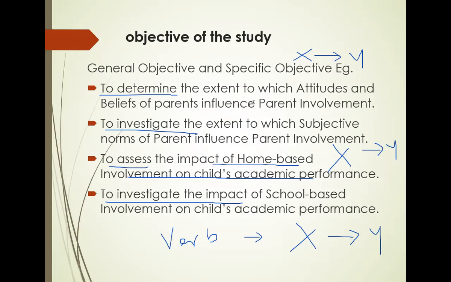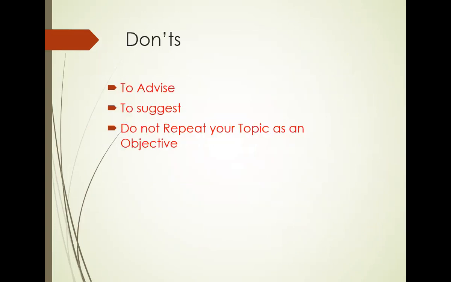Now, the next thing you should avoid in writing any research objective is to write an objective like "to advise." You see, to advise means you are being a consultant. Nobody hired you as a consultant. You are a researcher. A researcher is to just investigate things. You are investigating the relationship between things and putting out your findings. You are not an advisor.